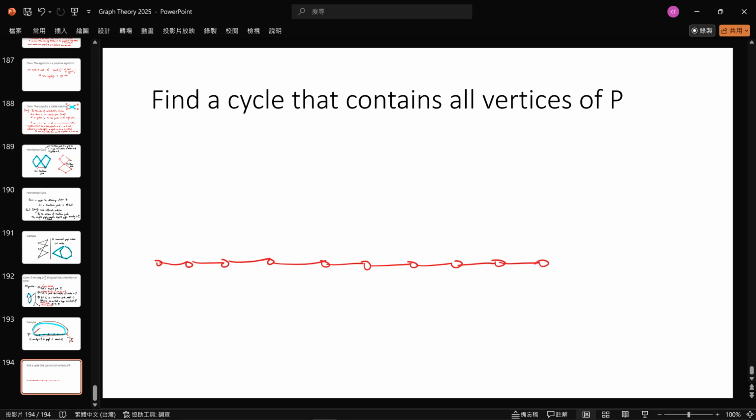So in the second step, there's a maximal path P, okay? And your job is to find a cycle that contains all the vertices on P. You must use some edges not on P, because if you only use edges on a path, there's no cycle. So how to add edges to the path so that you can have a cycle that contains all the vertices?